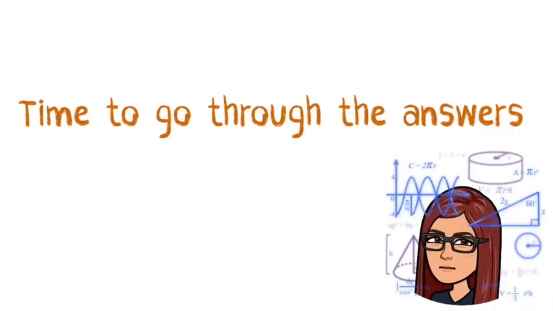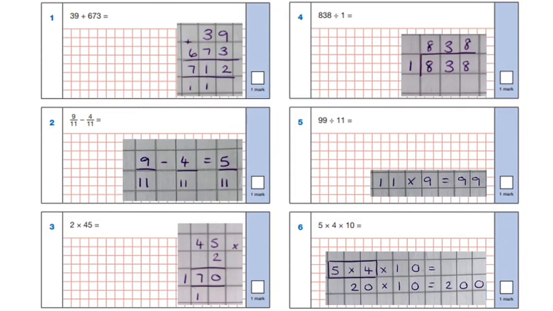Okay, so now it's time to go through the answers together. Okay, so here are your answers to the first 6 questions. Now today's questions have been taken from the 2018 arithmetic paper. Now they're the first 10 questions in the arithmetic paper, so they shouldn't actually have been too hard for you to do. So the first one should have been quite nice and easy for you.